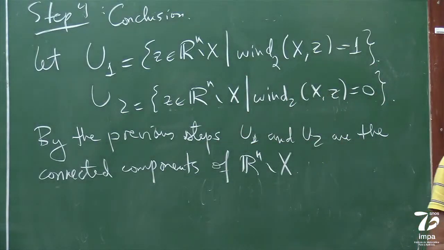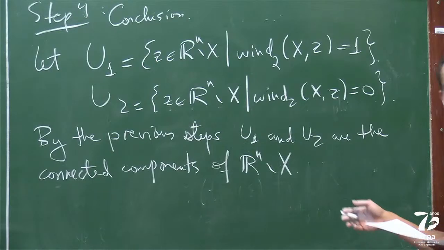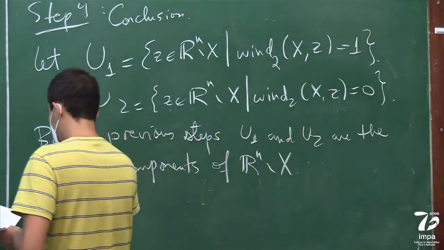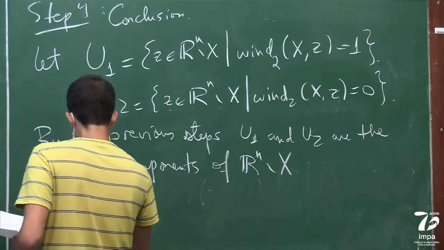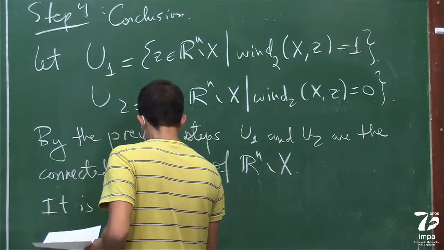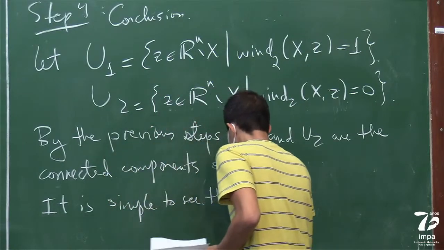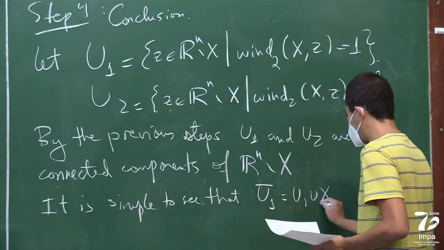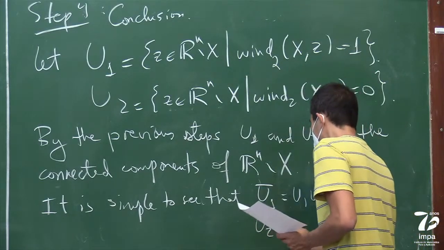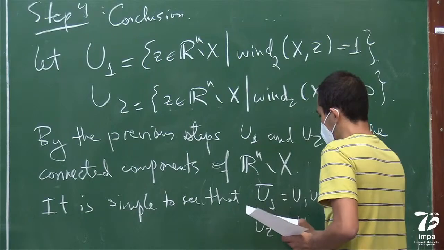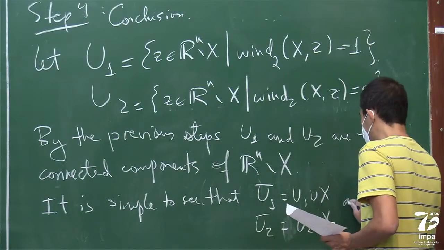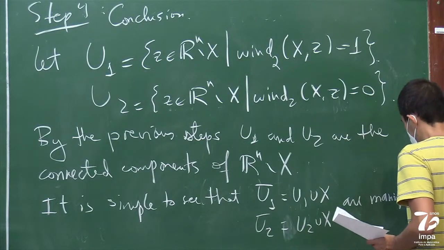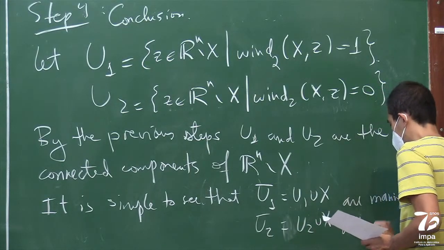And it's very simple to see that when you add X, X is a boundary of both of them. It is simple to see that the closure of U1 is just U1 union X, and the closure of U2 is U2 union X, and these are manifolds with boundary X.